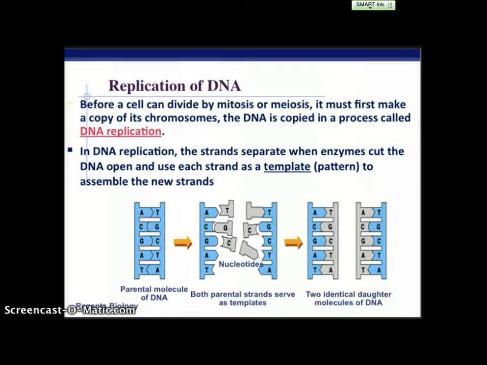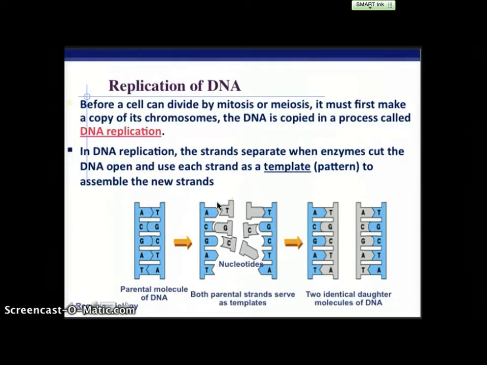So before a cell can divide by any type of cell division, it must first make a copy of its chromosomes. The DNA is copied in a process called DNA replication. In DNA replication, the strands are going to separate when an enzyme called helicase is actually going to unzip the genes or unzip the DNA. The DNA opens, so we can see here how the blue DNA opens up so that each of the strands are exposed. So the strands separate when the enzyme cuts the DNA open and uses each strand as a template or a pattern to assemble the new strands.